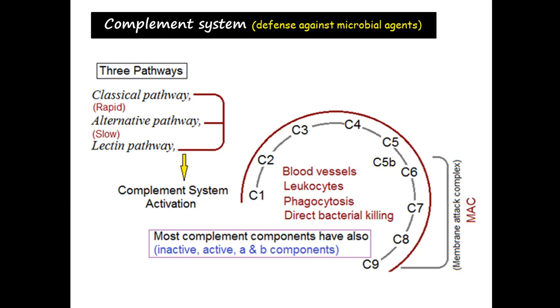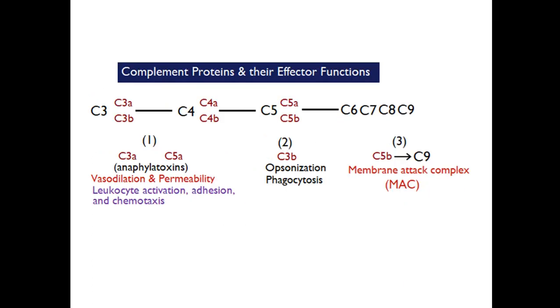and they are involved in their effects on the blood vessels, leukocytes, and phagocytosis, and through the membrane attack complex, they can cause direct killing of the bacteria. Now, in this slide, we can see that the A and B components of C3, C4, and C5 are actively involved in inflammation and immune reactions.